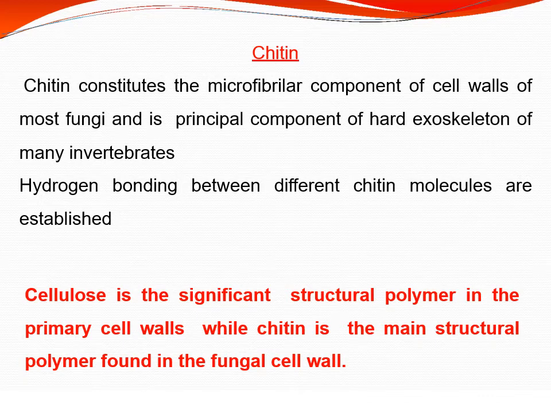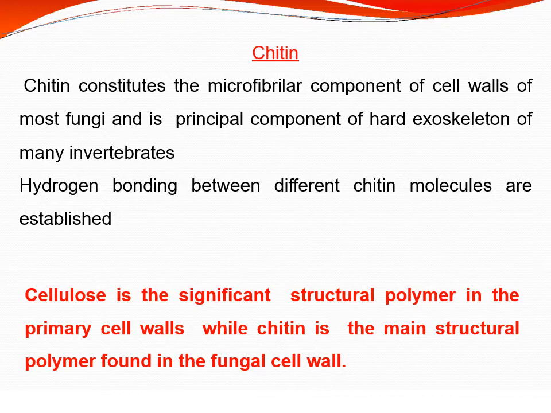What constitutes the cell wall? An important component is termed chitin. You are very much aware of the term chitin. It forms the microfibrillar component of the cell wall of most fungi and is a principal component of the hard exoskeleton of many invertebrates as well. Chitin is present in some lower invertebrates as well, and it also forms an important microfibrillar component of the cell walls of fungi. It has certain structures which are bonded together with hydrogen, and these chitin molecules are formed with the help of hydrogen bonding.